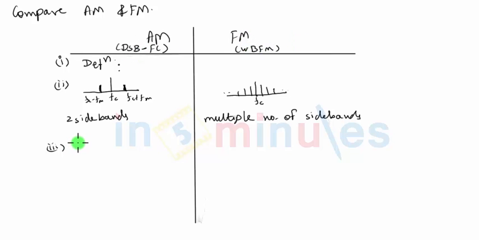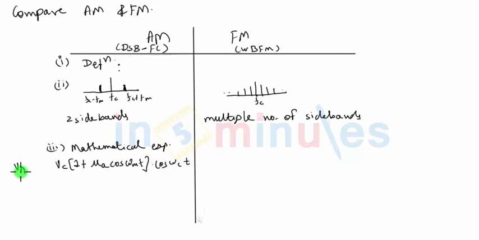So point number 3 will be nothing but the mathematical expression. And in the mathematical expression for double sideband full carrier, we know that it's nothing but Vc into (1 plus mu A cos omega m t), and this will be multiplied by cos omega c t. So that's nothing but the expression of the AM signal. Vc is the peak amplitude of the carrier, mu A is the modulation index.